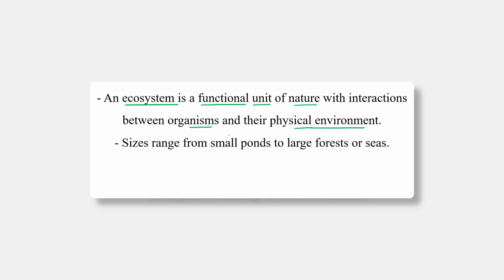The size of an ecosystem ranges from a small pond to a large forest, or we can say sea. They are all different kinds of ecosystem. A small pond is also a type of ecosystem, and so is a large forest or a sea in which so many types of zooplanktons, phytoplanktons and fishes are there for their need and survival. So it can range from a small pond to a large forest or sea.